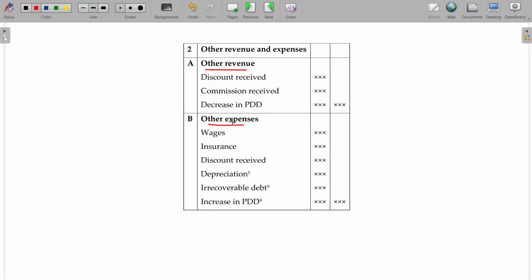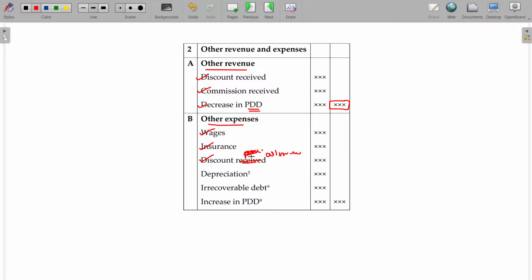Okay. Let's see. Now, discount received, commission received. If you have provision for doubtful debts, compared to the previous year, in this year the value decreases, it means you can show it like revenue. So these are the items that will come under other revenue. Then what about the other expenses? Wages, insurance, whatever it may be. You can guess yourself any expenses not listed in an earlier case like electricity. Even discount received, discount paid, make a correction. So discount allowed. Okay. Discount received and discount allowed. Clear?